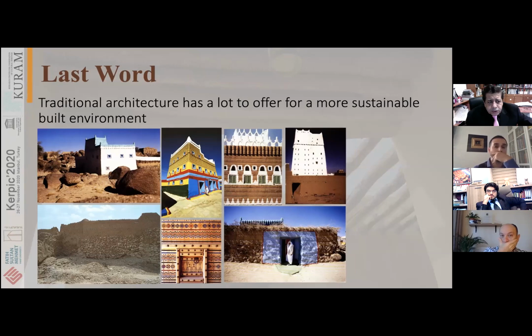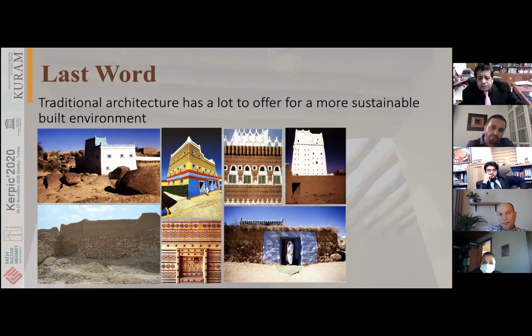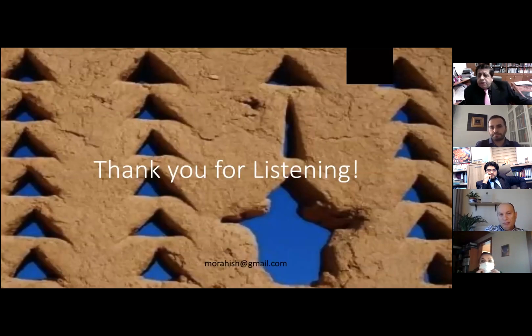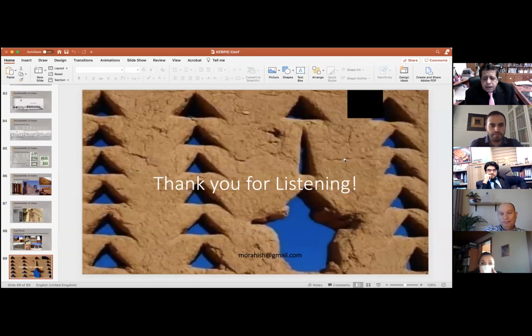So my last word is that traditional architecture has a lot to offer for a more sustainable built environment, either in Najd or in Turkey or Sub-Sahara or anywhere in the world. Thank you very much. And I welcome any questions or comments.